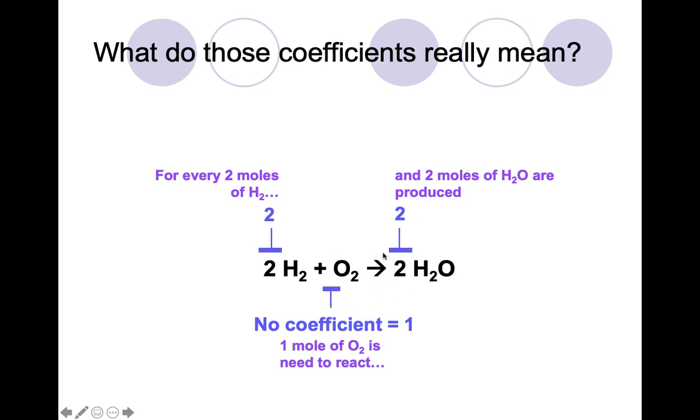And what does this produce? Remember, the arrow means equals to, or what these two molecules produce. They produce 2 moles of H2O, and this 2 coefficient means there's 2 of H2O.